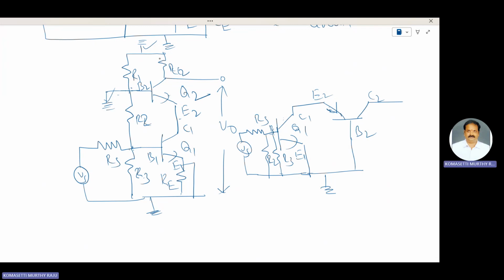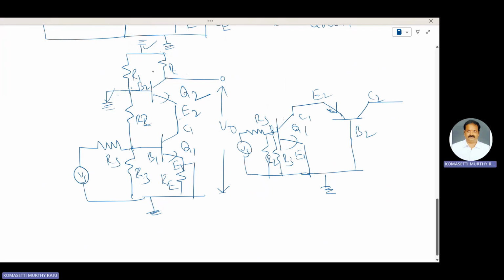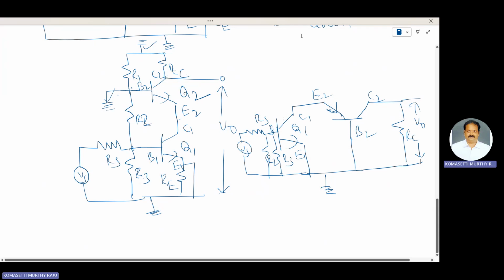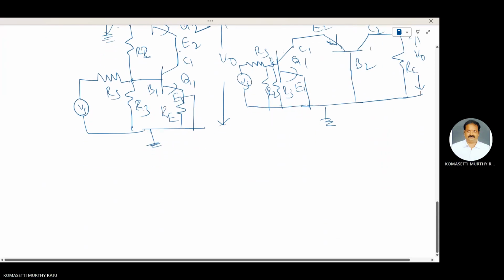In between C2 and ground, some RC resistance is there. The output is across RC. This is the simplified diagram.